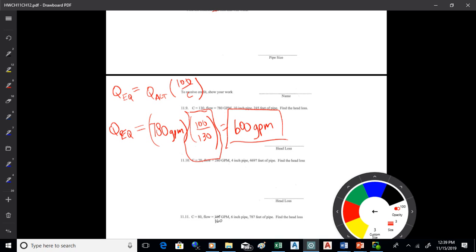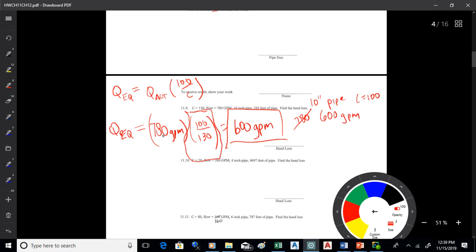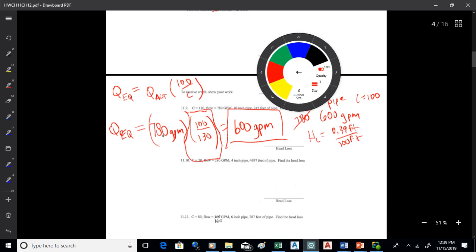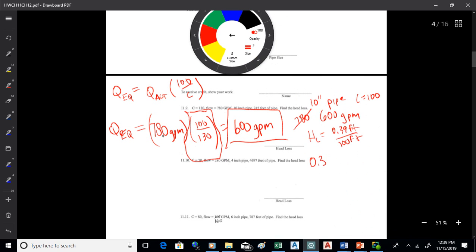Okay, so for 10-inch pipe, C100 here, 600 gallons per minute now, not 780. I'm not doing 780 anymore because I'm adjusting for that smoother pipe. I'm going to use 600 gallons per minute. The head loss is 0.39 feet per 100 feet. Okay? So now I can take that 0.39 feet per 100, and I've got 245 feet, so that's 2.45 100-foot lengths. When I multiply those together, I get 0.96 feet.